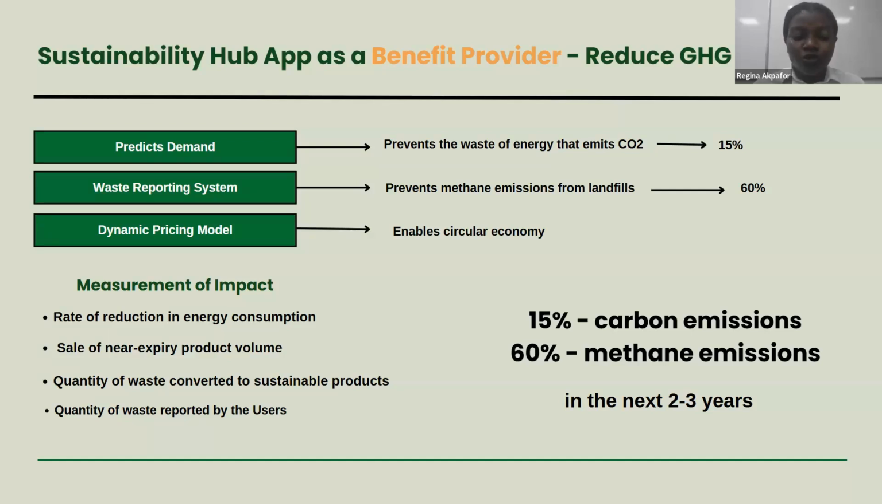The key KPIs we'll use in measuring our impact are: 1, the rate of reduction in energy consumption; 2, the volume of near expiry products that have been sold by Dole via the app; 3, the waste that has been reported by these businesses and retailers, and also the quantity of waste that has been repurposed into sustainable products by Dole. In all, we are estimating a 15% carbon emissions reduction and a 60% methane emissions reduction in the next 2 to 3 years. This is in alignment with SDG goal number 13, climate action.